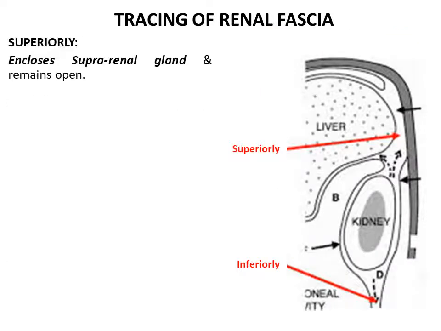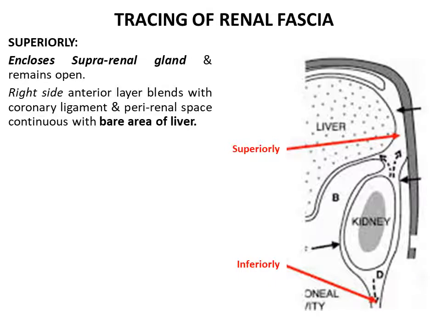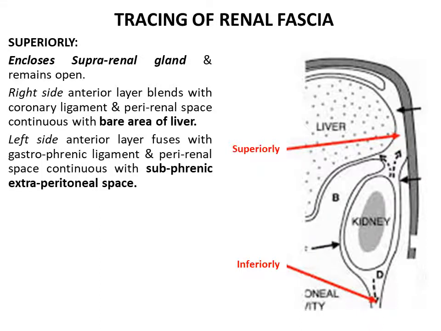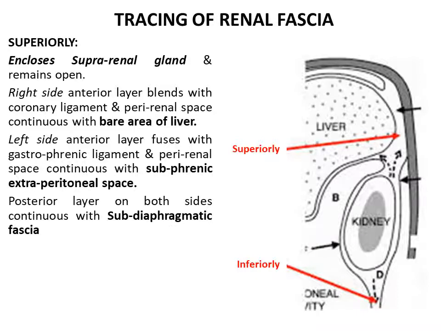Superiorly, the two layers enclose the suprarenal gland and remain open. On the right side, the anterior layer blends with the coronary ligament of the liver, and thus the perirenal space is continuous with the bare area of the liver. On the left side, the anterior layer fuses with the gastrophrenic ligament, and thus on the left side, the perirenal space is continuous with the subphrenic extraperitoneal space. The posterior layer on both sides is continuous with the subdiaphragmatic fascia.